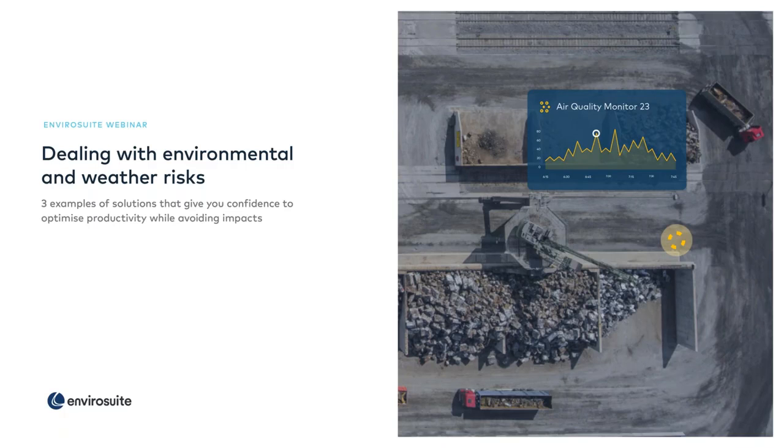Today, we will be talking about how to deal with environmental and weather risks, and we will give you 3 examples of solutions to possible problems that could occur. The examples we'll be running through today will give confidence to optimize productivity while avoiding impacts to your operations.